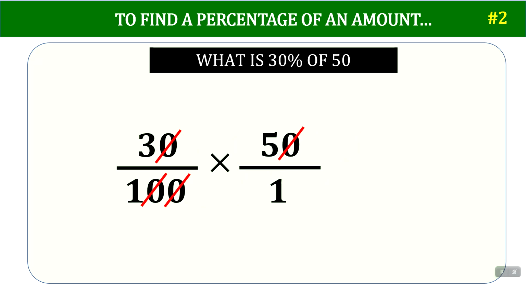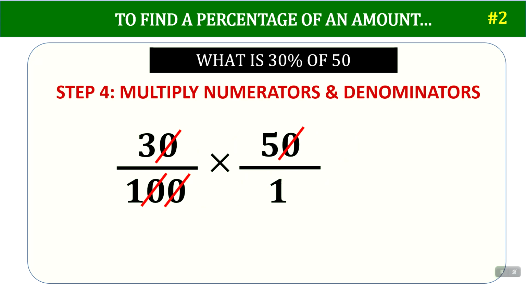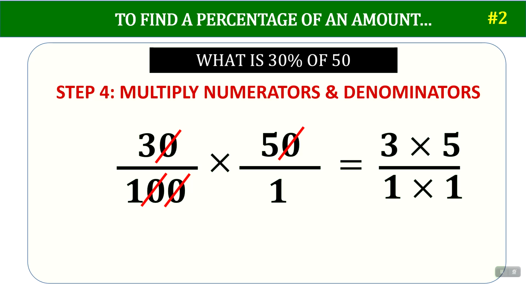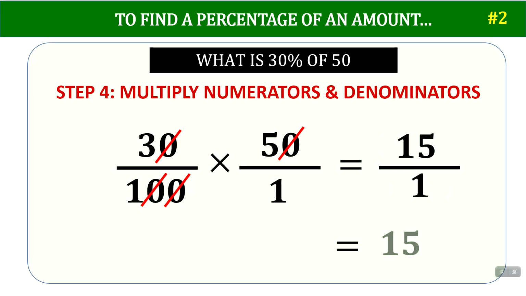And now we are left with numbers that we can multiply in the numerator and the denominator. And so focusing on the numerators, we have left 3 times 5. And the denominators, the only thing that is left is the number 1 times 1. Well, we know 3 times 5 is 15. 1 times 1 is 1. And 15 divided by 1 is 15. So 30% of 50 is 15.